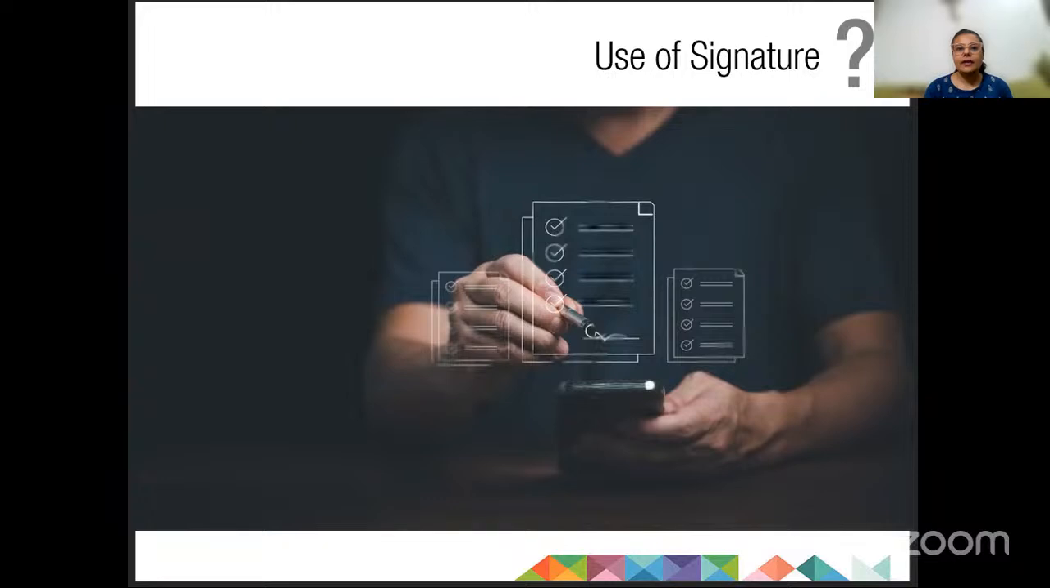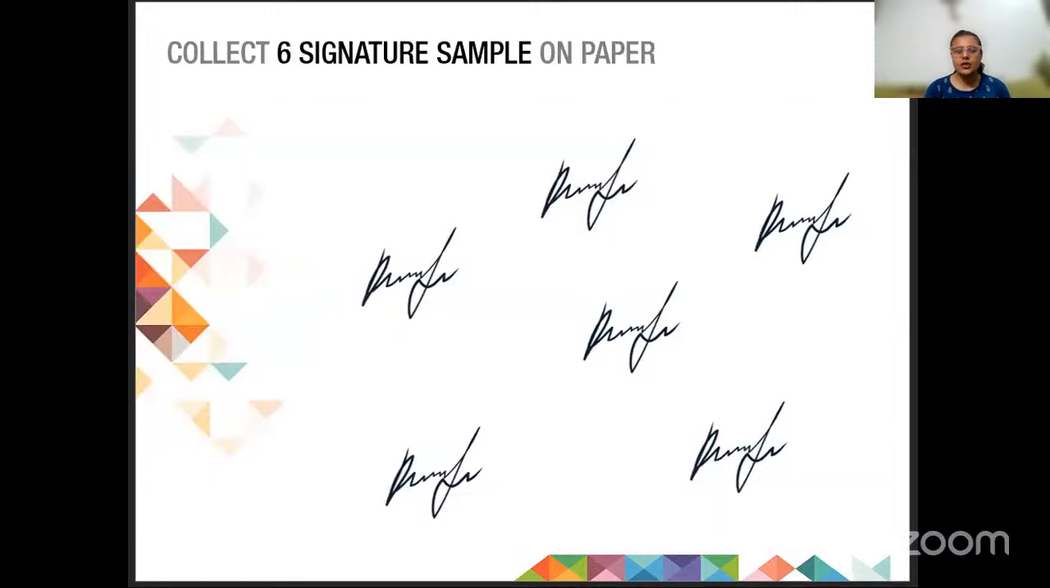Okay, and then what you have to do is write like this, in this slide I have shared. You have to collect 6 signature samples on a paper. Okay, so you have to write your signatures in this format. You can take any pen, any rough paper you have. We'll wait for a few seconds.